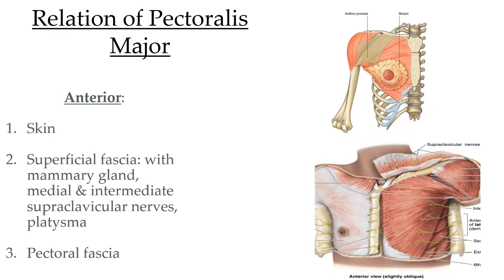Now, let us study about the structures related to pectoralis major muscle. The structures in superficial relation to the muscle are, superficial most, we have skin, followed by superficial fascia, which consists of mammary gland, cutaneous nerves and vessels, and a muscle named as platysma. The muscle itself is enclosed by a layer of deep fascia called as pectoral fascia.